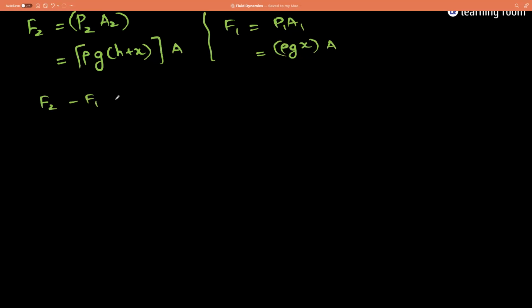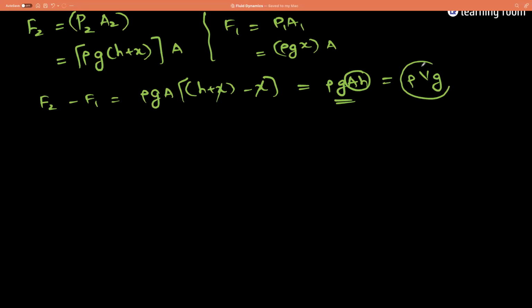So this F2 minus F1 is going to give us rho g into A into h plus x minus x. So x and x are lost. So you will get rho g into capital A h. A into h, base area multiplied with height, is going to give you the volume. So rho into V into g is going to be the weight. So this is going to be the weight of the liquid displaced. That's it.